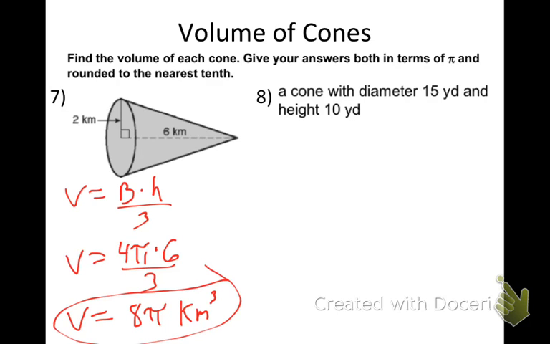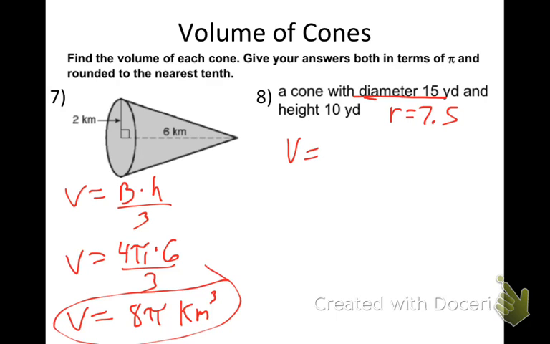And then I have number 8. A cone with a diameter of 15 yards. What's key about this one? Do I want diameter or do I want radius? I want radius. He gives me diameter. I want the radius. Ryan, what's the radius here? It's 7.5. The radius is 7.5.